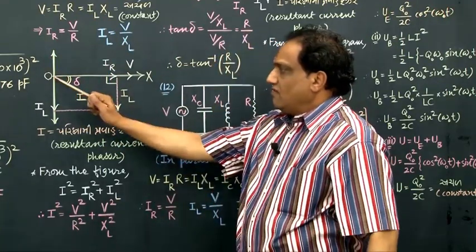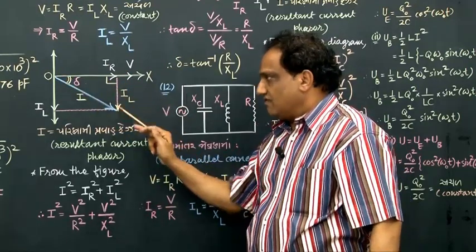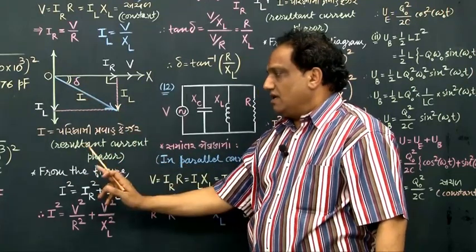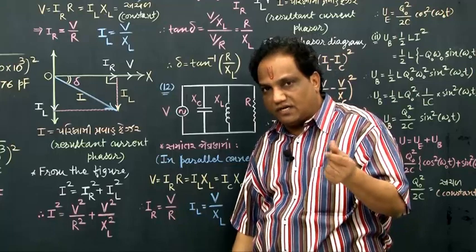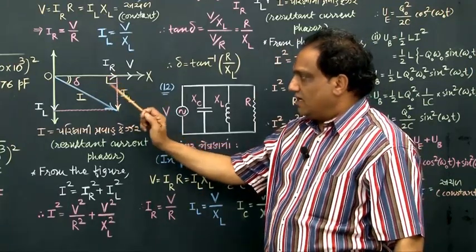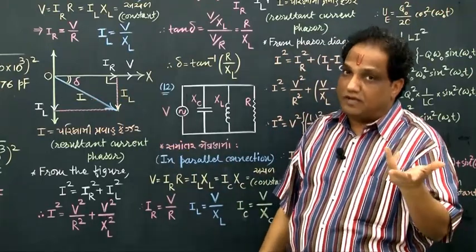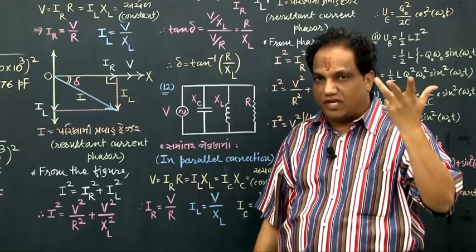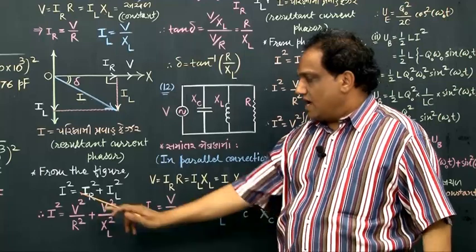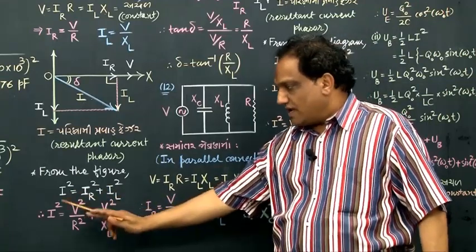Now, tell me, vector plus vector will give you resultant vector. Here, phasor plus phasor will give you resultant phasor. So I is nothing but the resultant current phasor. Because it appears opposite to the right angle, it must be the hypotenuse, and for the hypotenuse you can just apply Pythagoras theorem to find its magnitude. I square will be IR square plus IL square.